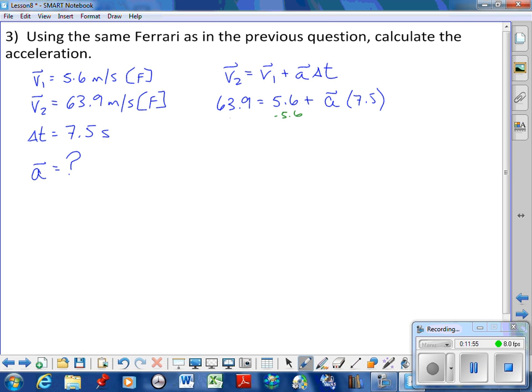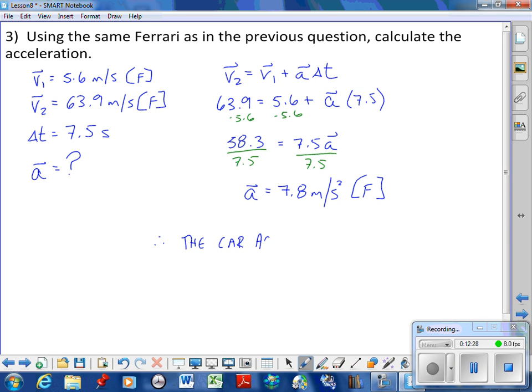Subtracting 5.6, we get 63.9 minus 5.6, so 58.3 equals 7.5a. Divide both sides by 7.5. We get an acceleration of 7.8 meters per second squared, and it'll be forward. So therefore, the car accelerated at 7.8 meters per second squared forward.